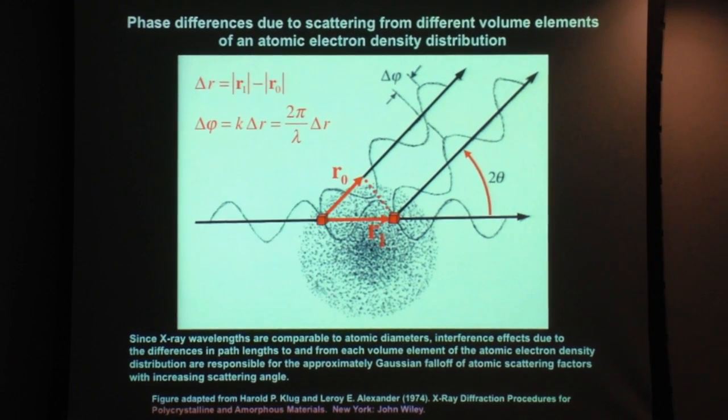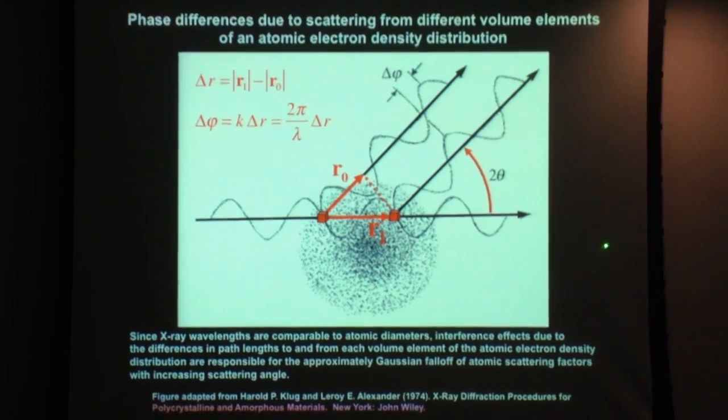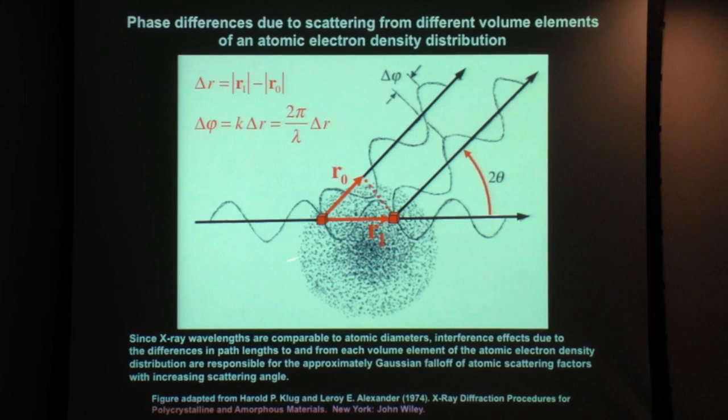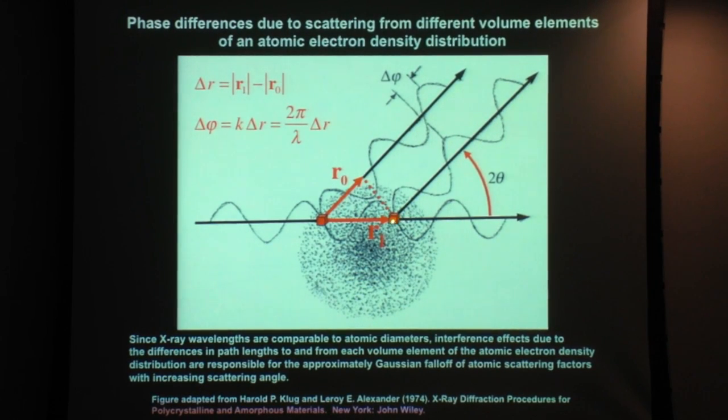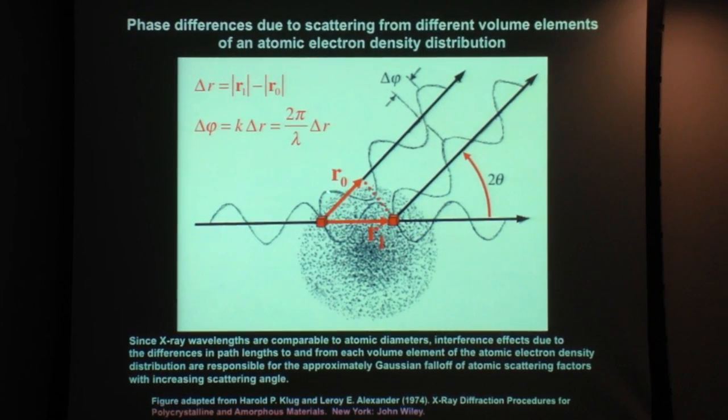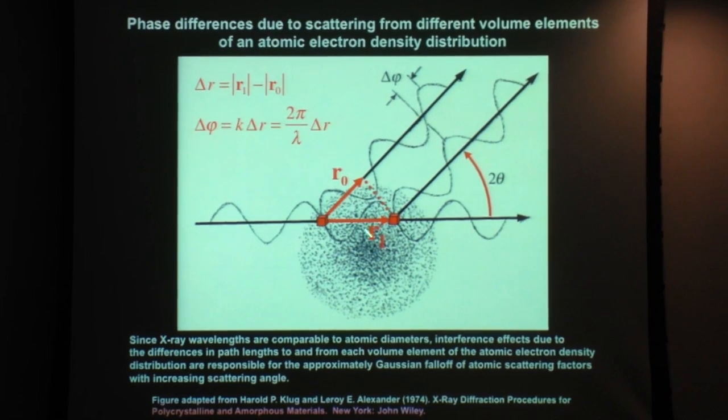Okay, but these phase differences are due to path length differences. So even if we're talking about two points that are on the same direction as the incident beam, there will still in general be a path length difference. If we drop a perpendicular from the one point to the ray corresponding to the other, there's this difference in path length, R1 minus R0. Okay? So this vector minus that vector, the vector magnitude, gives us this phase difference.